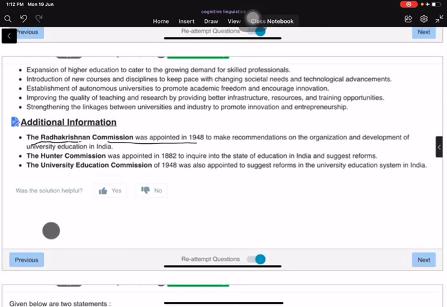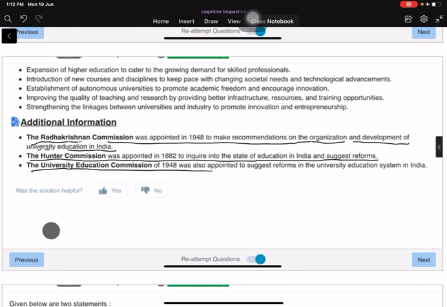The Radhakrishnan Commission was appointed in 1948 to make recommendations on the organization and development of university education in India. The Hunter Commission was appointed in 1882 to inquire into the state of education in India and suggest reforms. The University Education Commission of 1948 was also appointed to suggest reforms in the university education system in India.